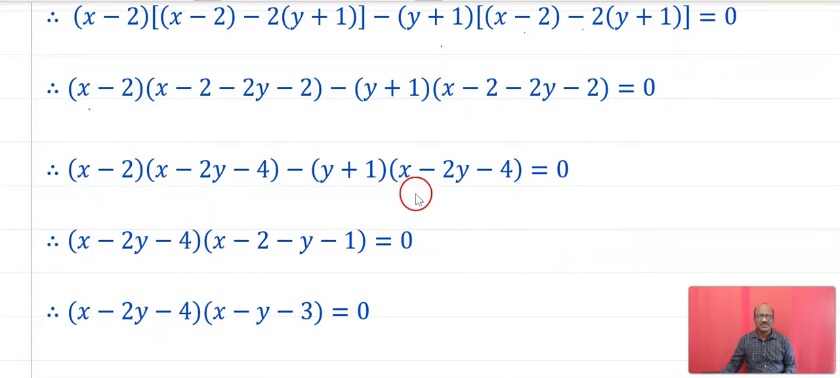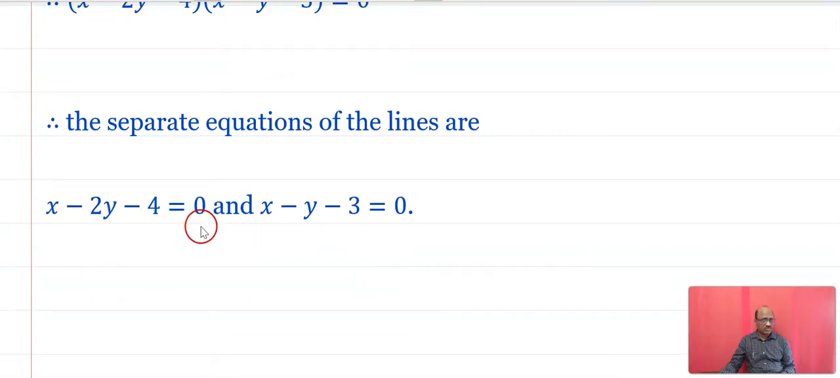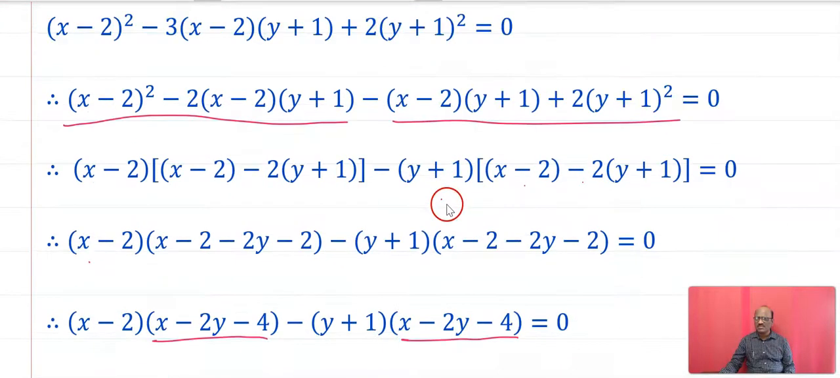And again, if we simplify here, what is here? x minus 2y minus 4, x minus 2y minus 4, take as a common. These two terms, how do we get them? So we can take the common. And therefore, in bracket you will get x minus 2 minus in bracket y plus 1. That means y minus y and minus 1. And if we simplify it, then you will get x minus y minus 2 minus 1. That will become minus 3. And therefore, the separate equations of the lines are x minus 2y minus 4 is equals to 0 and x minus y minus 3 is equals to 0. Okay, you can simplify this.